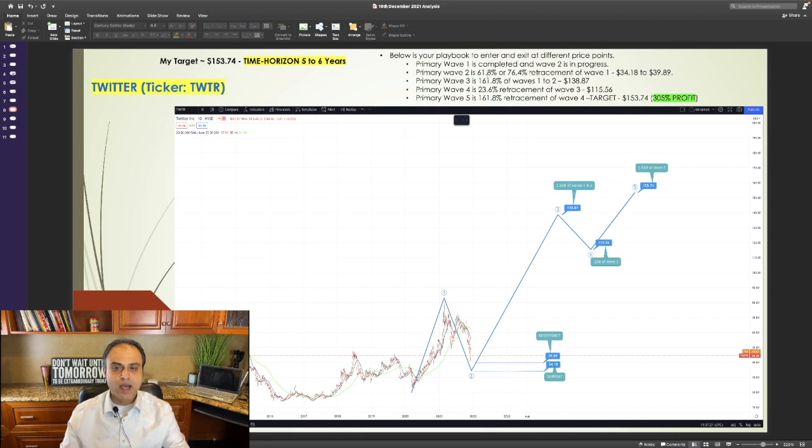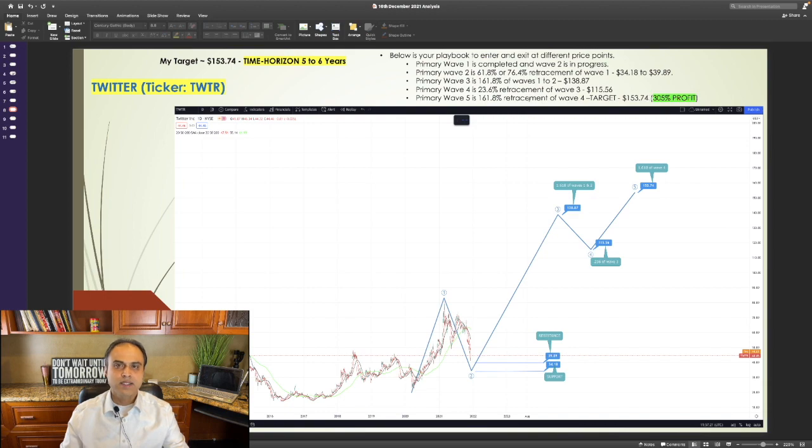After this wave is completed, I expect wave three to resume, and wave three is typically 161.8% of waves one to two, giving us a short-term price target of $138.87. After this wave is completed, I expect wave 4 to resume, which is typically 23.6% retracement of wave 3, giving us a short-term price target of $115.56. After this wave is completed, I expect wave 5 to resume, which is the final leg up, and wave 5 is typically 161.8% retracement of wave 4, giving us a final price target of $153.74, which translates into a 305% profit in the next 5 to 6 years.